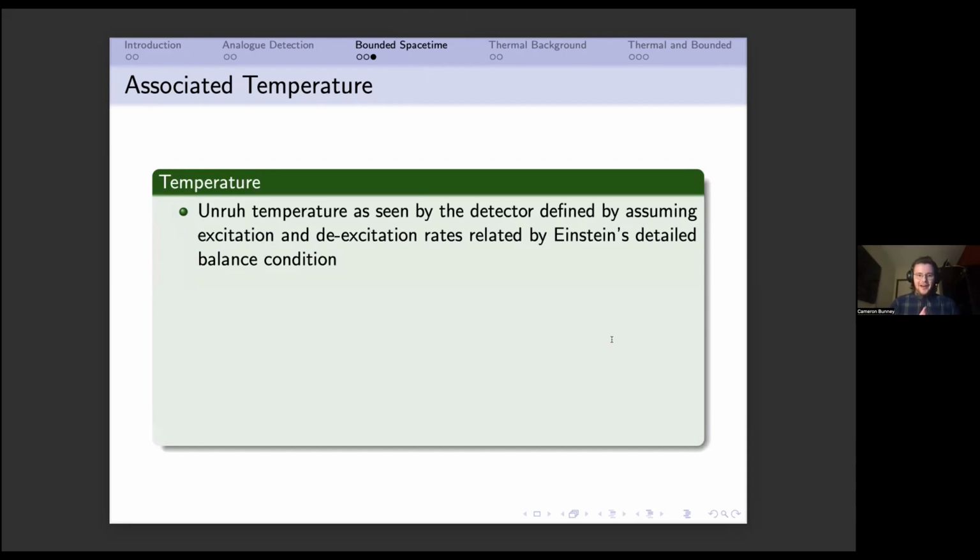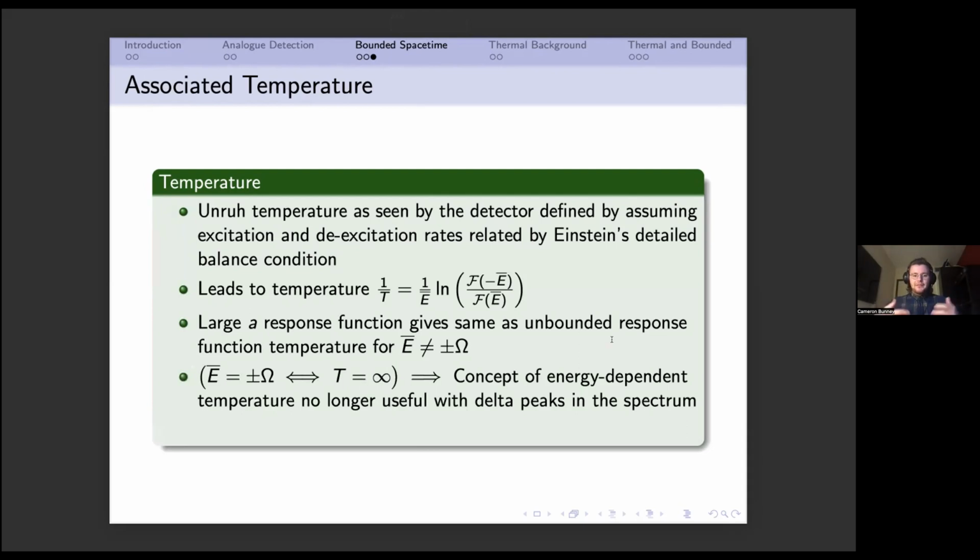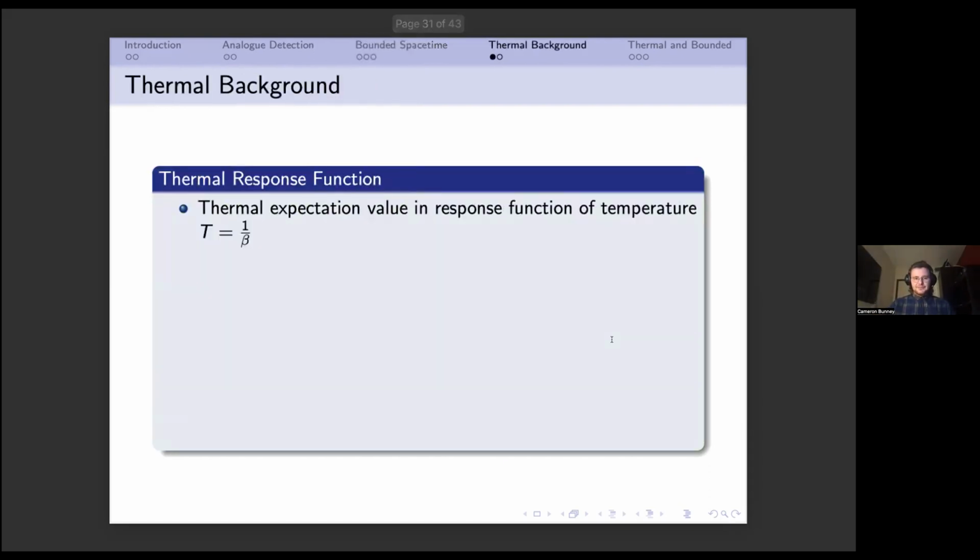So I'll quickly talk about the thermal case. The temperature associated with this: we have the Einstein detailed balance condition, which allows us to define an energy-dependent temperature. And if we have E bar not equal to plus or minus omega, we get exactly the same as the vacuum response. However, if it is equal to plus or minus omega, this tells us that we should get an infinite temperature response. However, that perhaps suggests that when we have a delta peak spectrum, the concept of energy-dependent temperature is no longer the useful thing to consider. And even before we took this limit, the mode sum response function has the same issue.